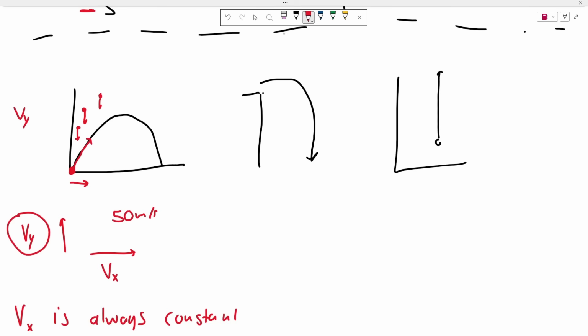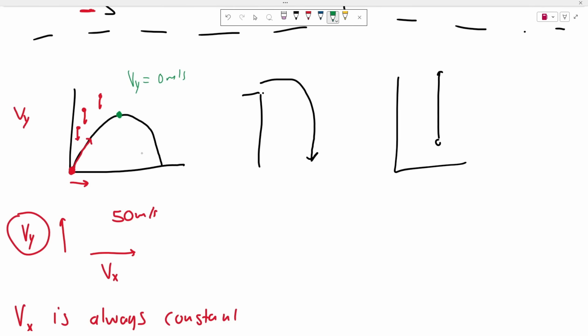Then at a certain point, gravity will have slowed down this vertical velocity so much that it reaches a point where it's equal to 0. So when your vertical velocity is equal to 0 meters per second, that's when you reach the top or the tip of your path here, okay?